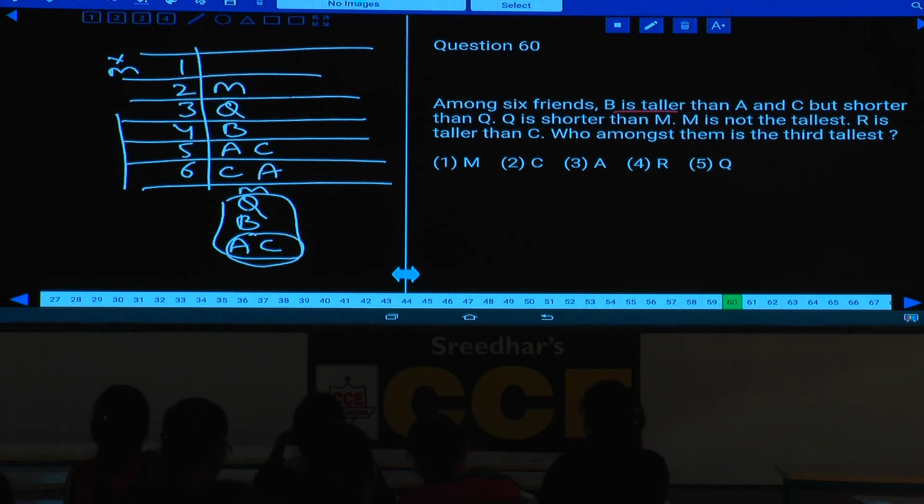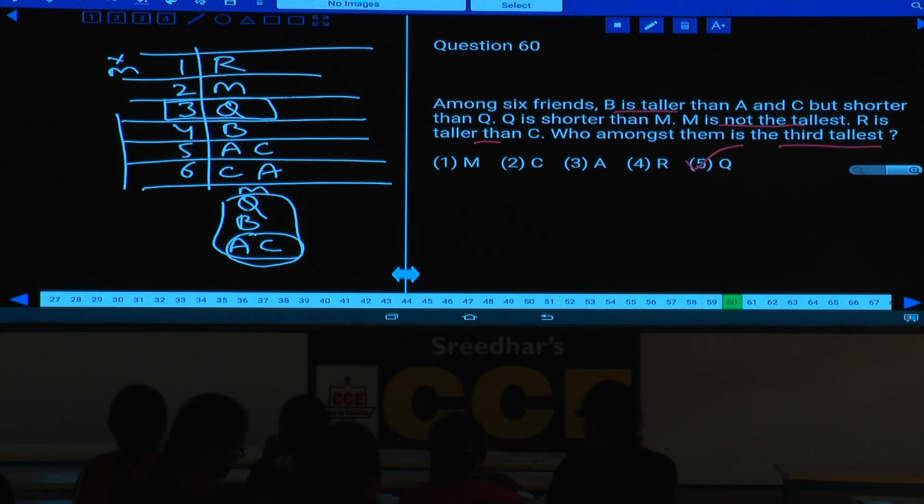And the next one, R is taller than C. As R is taller than C, the word immediately is not given. Hence R is at any place taller than this C. Then who among them is the third tallest? Tell me who is the third tallest here? Q is the third tallest. Q, that is choice 5. Question number 60, choice 5.